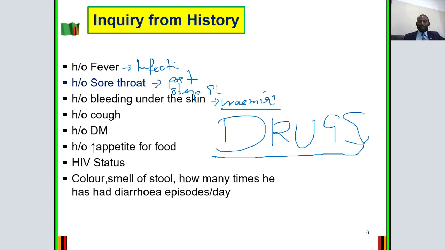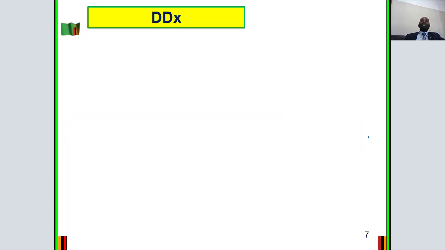Okay, let's proceed. Now we come to the differentials. What comes to your mind? Yes, raise up the hand. We have developed a roadmap now. We have a direction. What do you think are your differentials? Very good differentials. Close differentials. I hope you are thinking of this one.